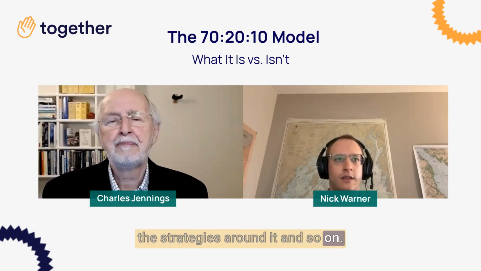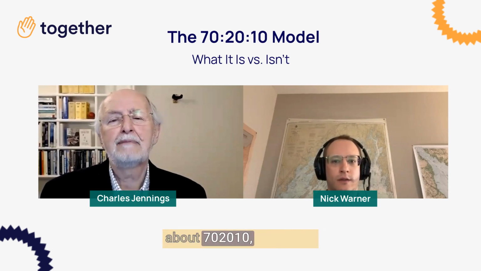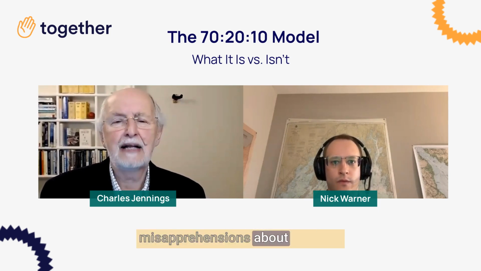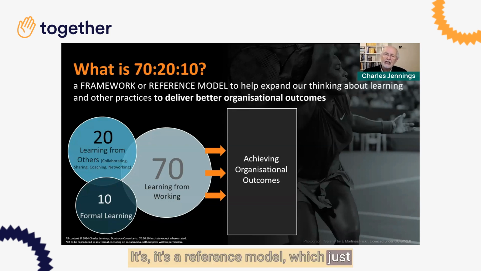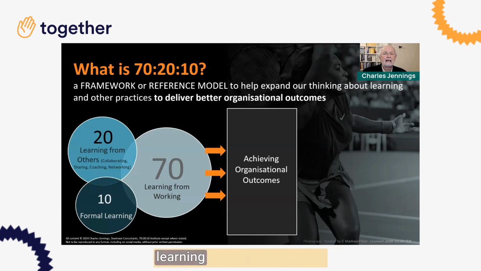strategies around it, I think a lot of people know about 70-20-10, but there are a lot of misapprehensions about it. I always describe 70-20-10 as a framework or a reference model. Bob Eichinger, who created what he calls the meme 70-20-10 at the Center for Creative Leadership in North Carolina, described it as a reference model which just helps expand our thinking about learning and other practices which are going to build better organizational outcomes. So I always say, if you're thinking about 70-20-10, don't get hung up on the numbers.